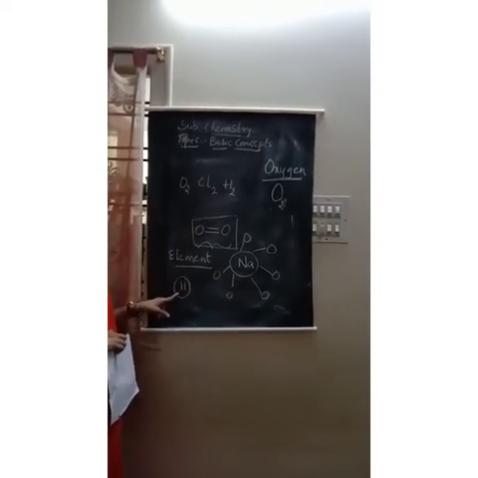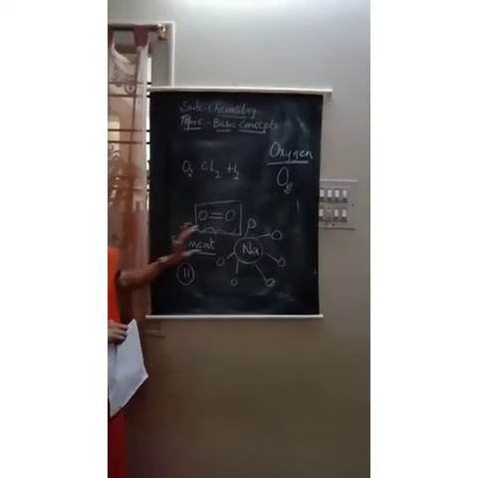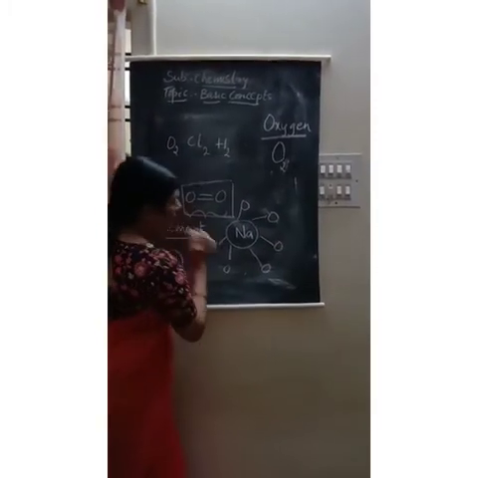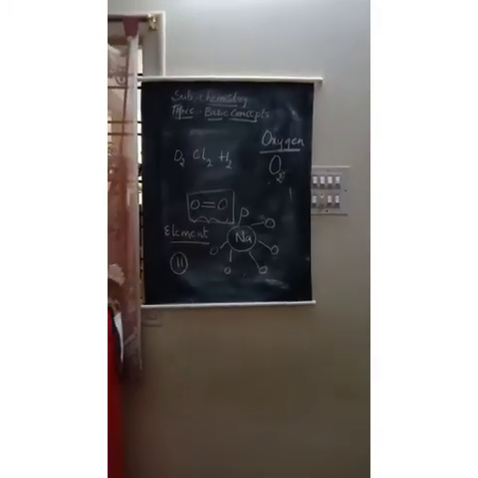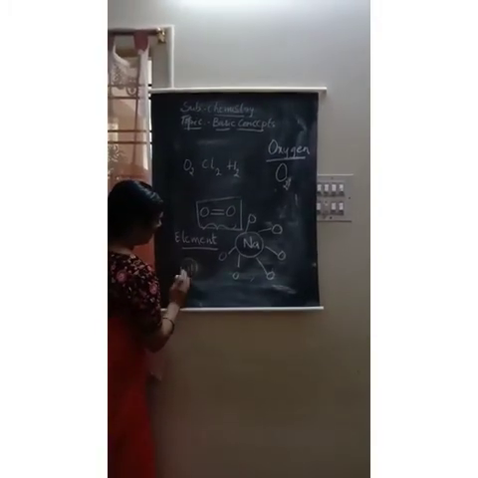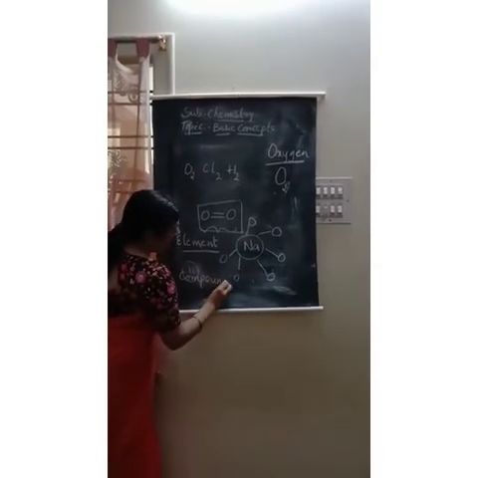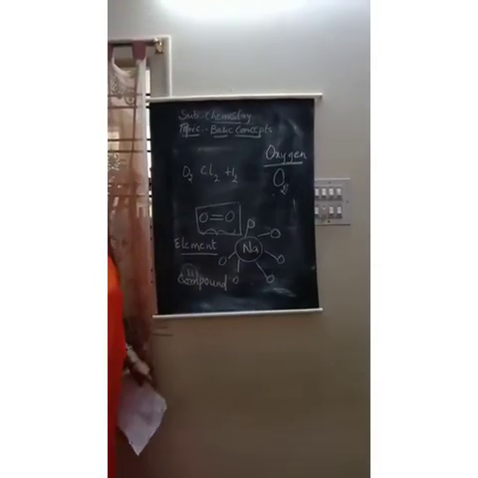What is the definition of element, children? Element is a pure substance made up of the same kind of atom only. Right. Let us move on to the compound. What is the next thing, children? Compound. Compound is also a pure substance made up of different kinds of elements.